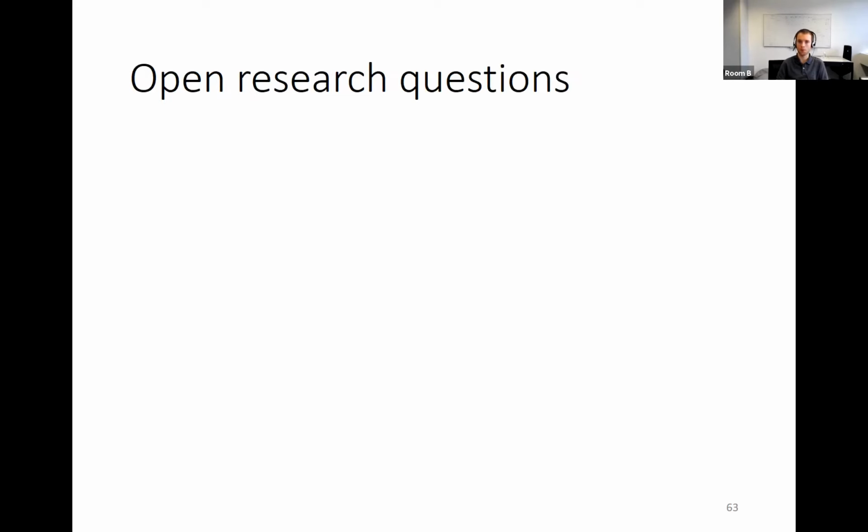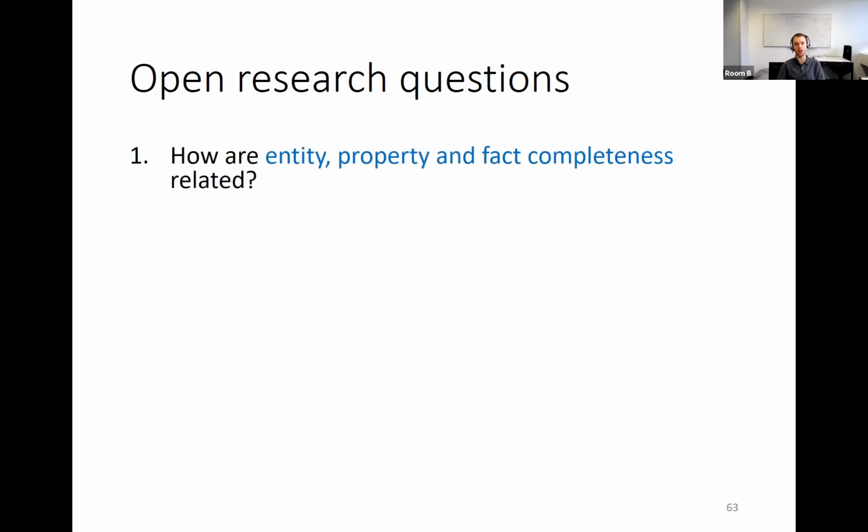We see a set of open research questions, which this community is very well positioned to tackle. One area where we think more research is needed is to relate the different notions of completeness, in particular entity completeness, property completeness, and fact completeness. Sometimes they can be expressed via each other. So do we have all entities of a certain type? Well, types can also be expressed via facts. And so how are these notions related, and can one be used to infer the other?